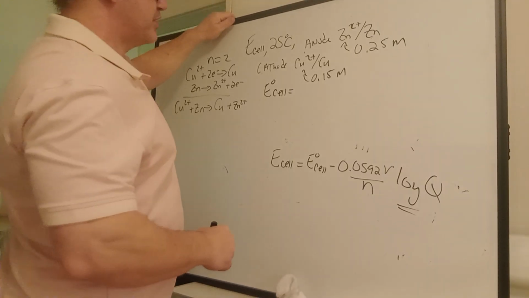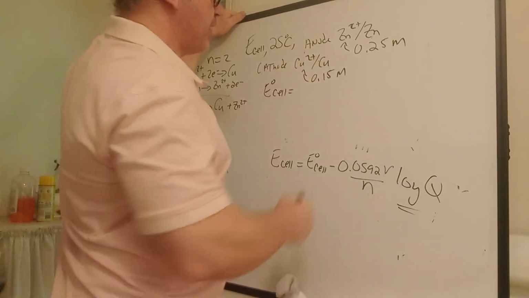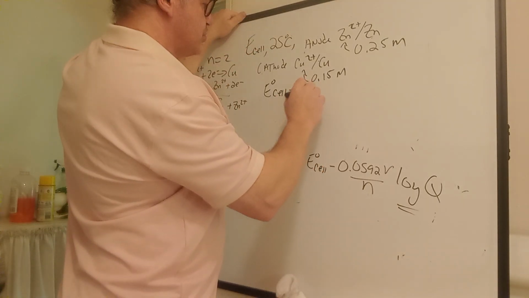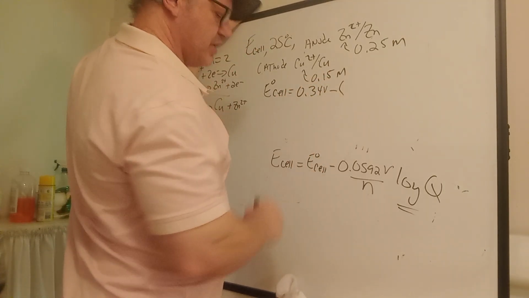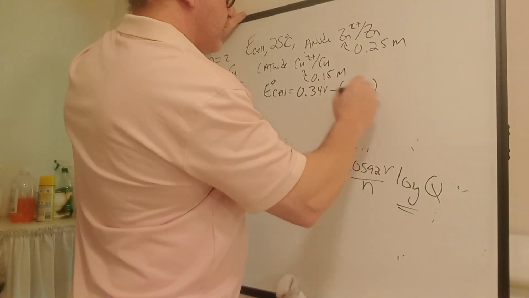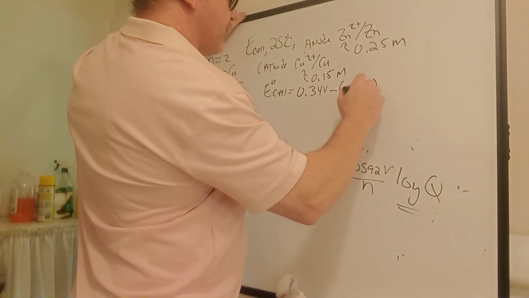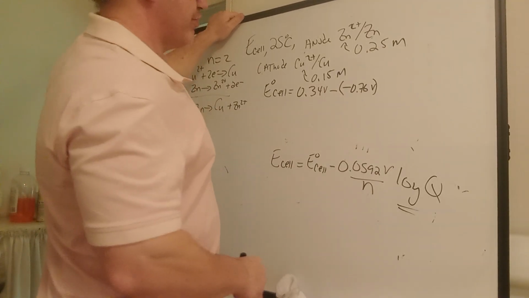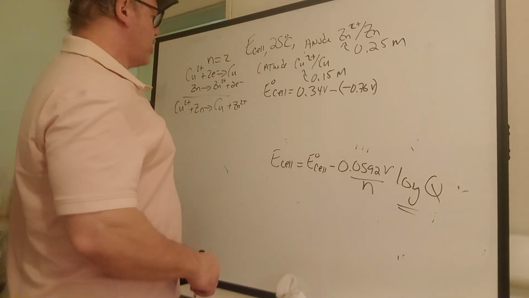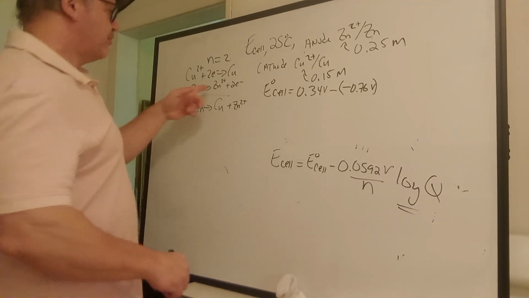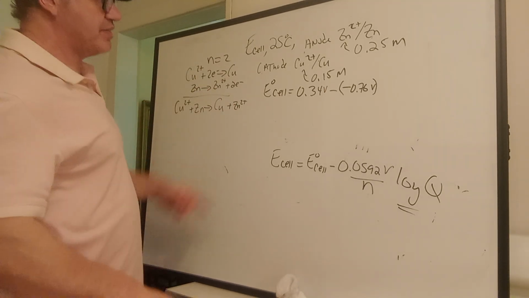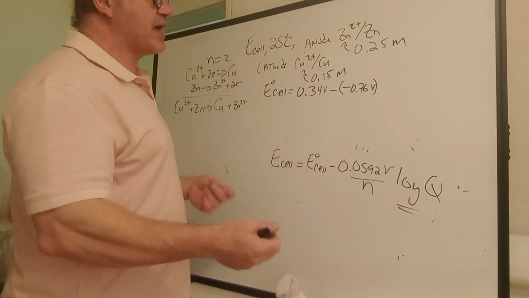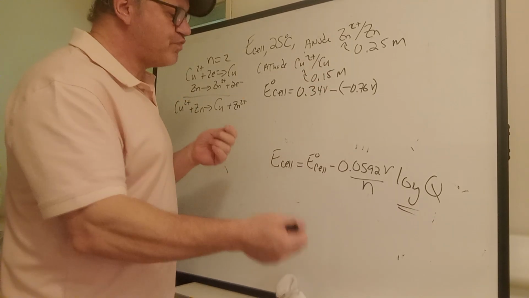So the cathode, you look it up on the table, is 0.34 volts minus, and I always put a little bracket here, minus 0.76 volts. That's for the zinc reduction. Remember, they're written on the table as reductions. You're not going to find it written like that for the zinc. It's going to be written the opposite way. The negative sign in the front builds in for the fact of you having to kind of flip it, but you don't physically flip it.